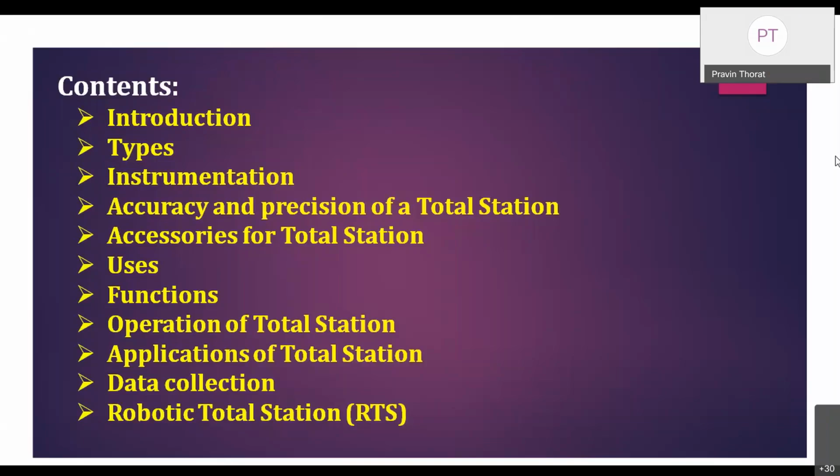Data collection, how to collect the data from the total station. Then we move towards the robotic total station, which is a recent advancement in the total station. That is called a remotely operated total station, or shortly remote robotic total station.